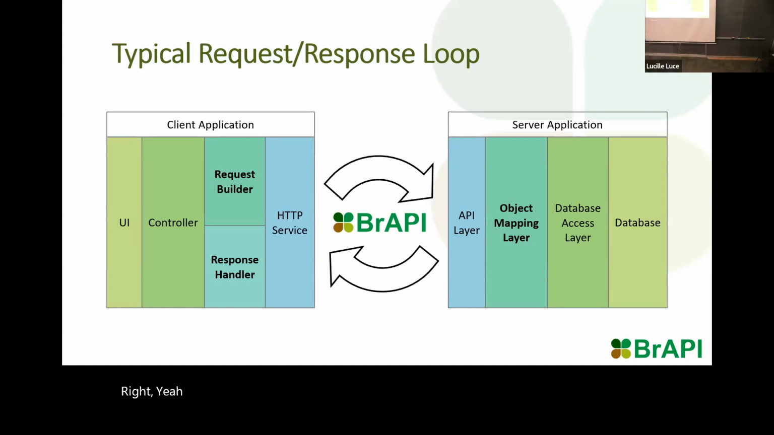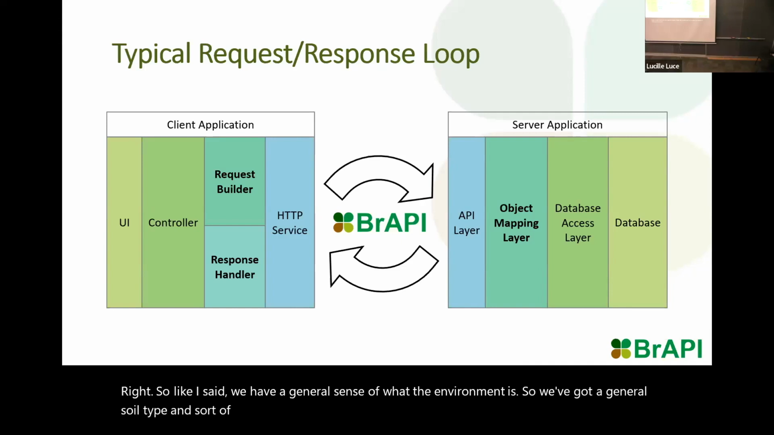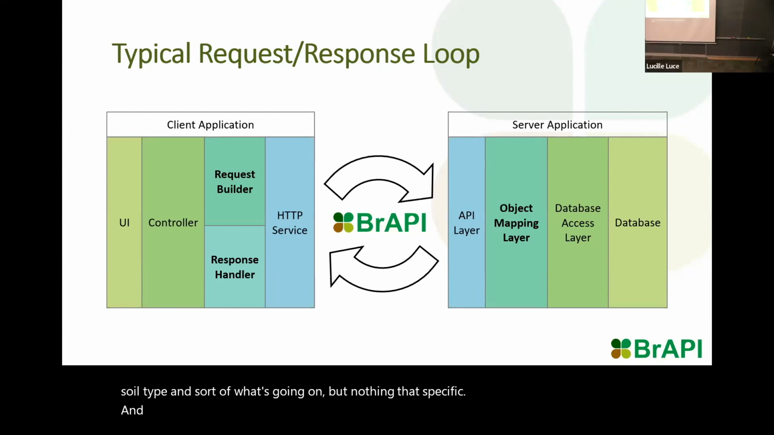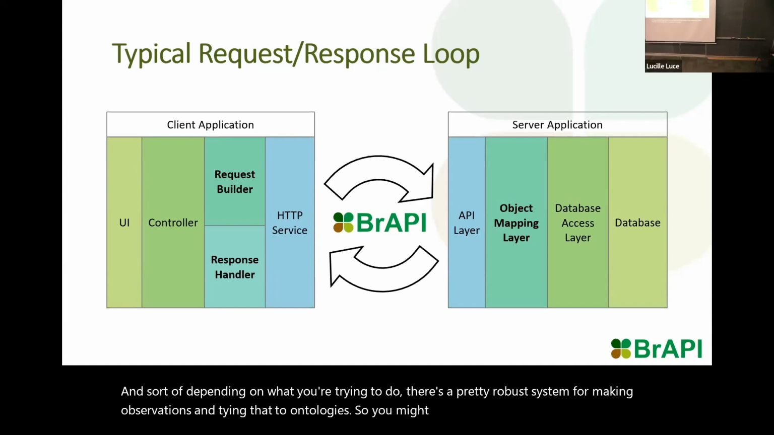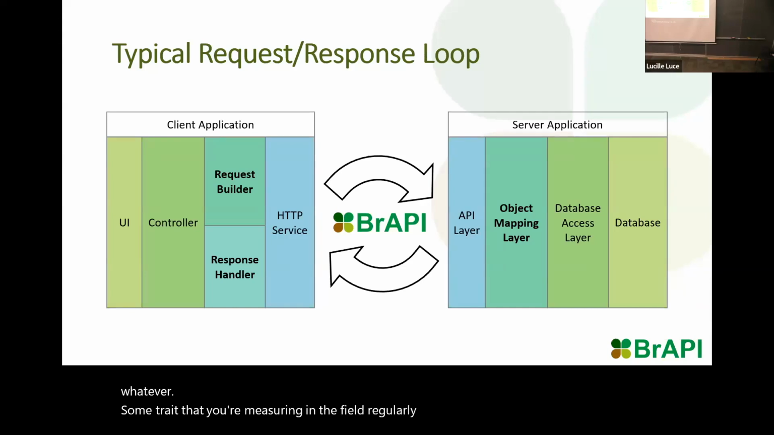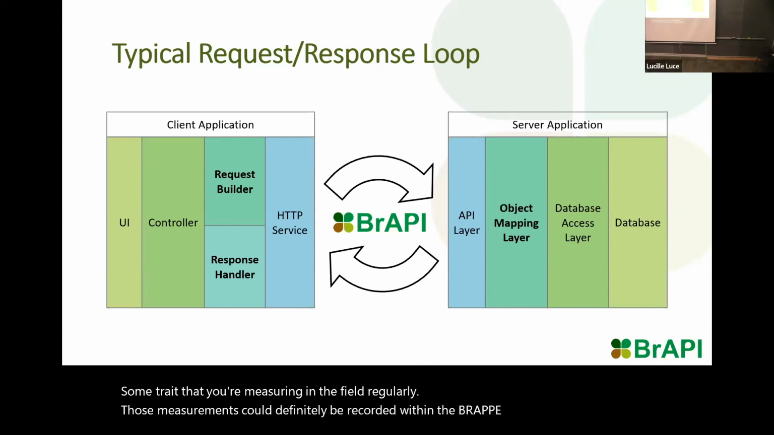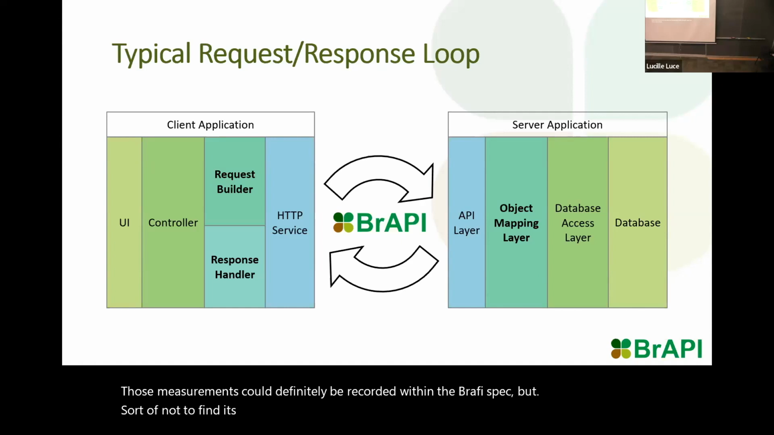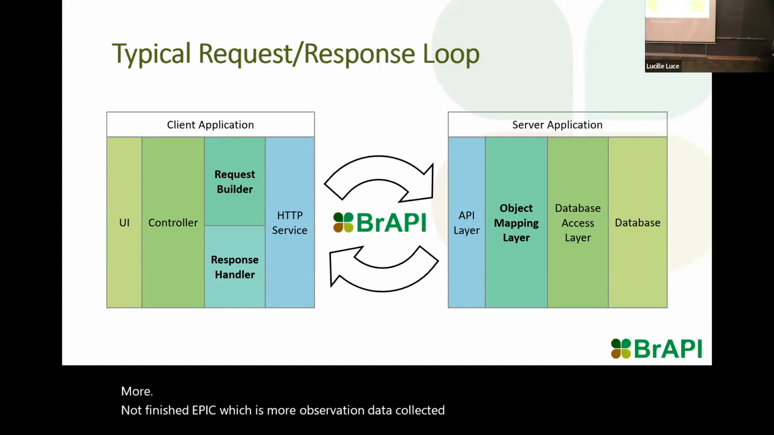Right. Like I said, we have a general sense of what the environment is. We've got a general soil type and what's going on, but nothing that specific. Depending on what you're trying to do, there's a pretty robust system for making observations and tying that to ontologies. So you might have some trait or some variable defined as the soil content or some piece of the microbiome, some trait that you're measuring in the field regularly. Those measurements could definitely be recorded within the BrAPI spec, but not defined as its own concept, just as more not phenotypic, but just more observation data collected as part of a study.